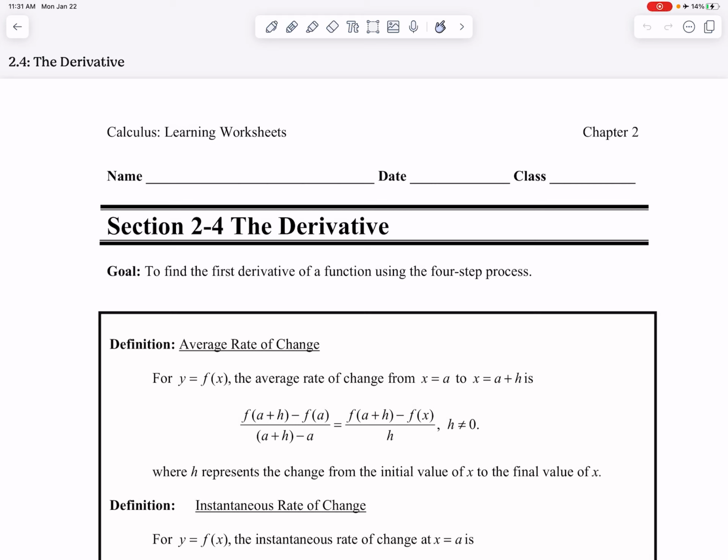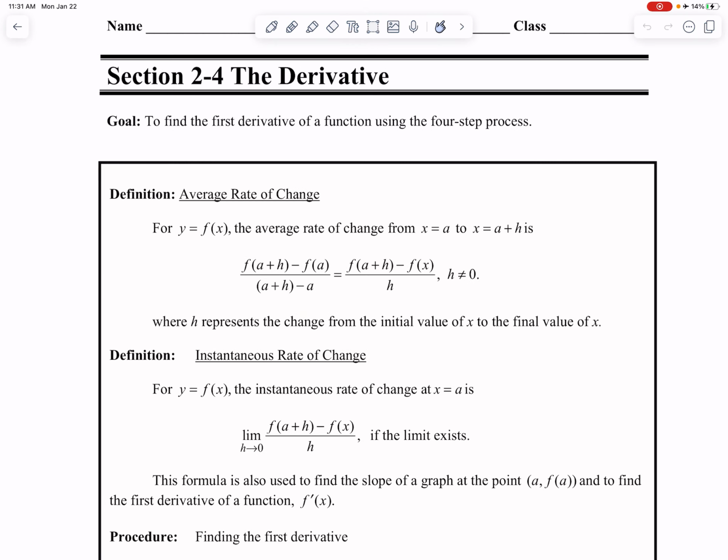Welcome to section 2.4, the derivative. Our goal today is to find the first derivative of a function using the four-step process. We'll start by talking about our average rate of change. This is most commonly known as our slope, but we're taking the average over time.